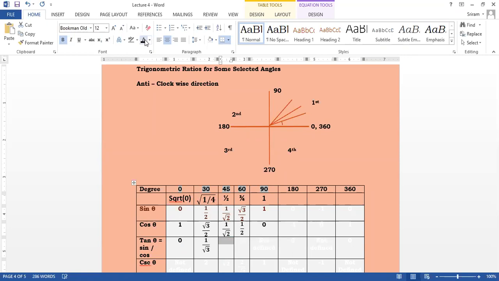Value of tan 45: this will be 1/√2 by 1/√2, cancel. So this will become 1. This is root 3 by 2, 1 by 2. So 2 cancel, we will get root 3. Here 1 by 0, you know very well, when we divide any number by 0, that is not defined. So this is an undefined value. Understand the idea, dear?